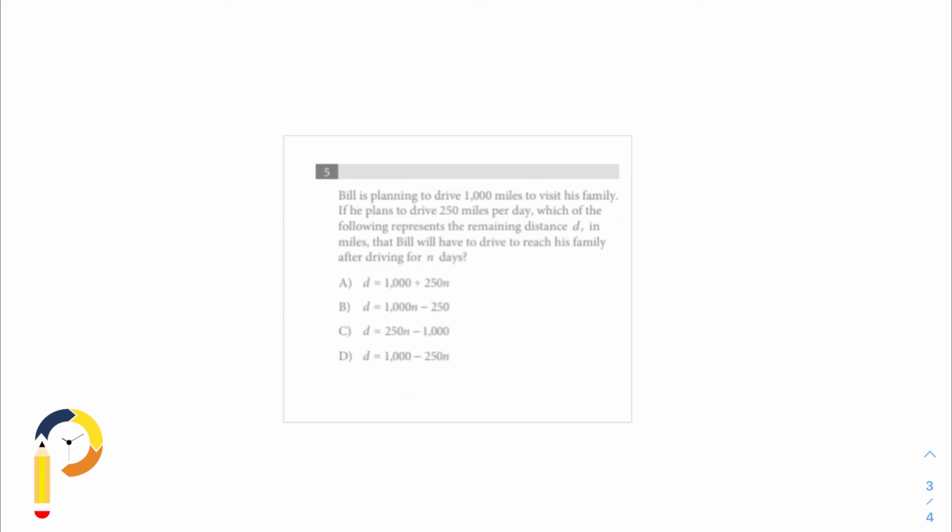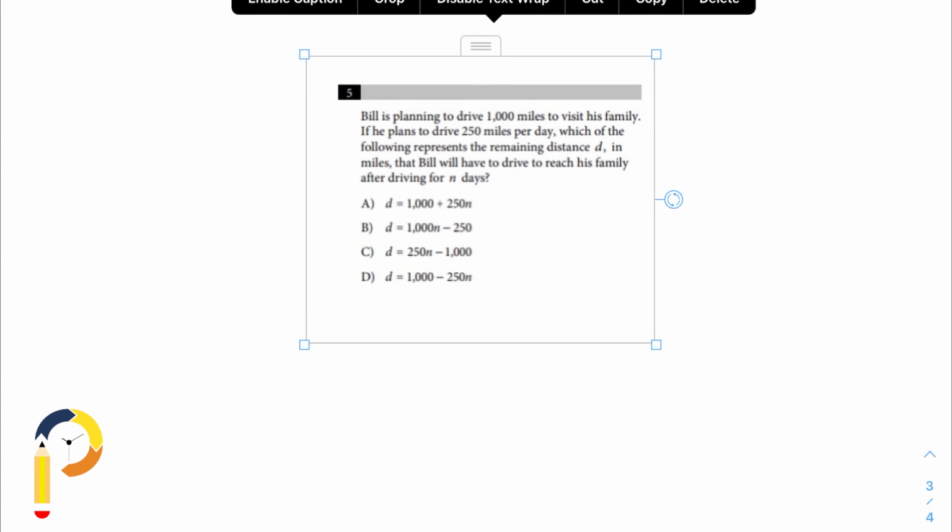Right, now question number 5. See this question. What is this? Again, we have a few words there, but definitely we need to convert that into mathematics. What is given to us? Bill is planning to drive 1000 miles to visit his family. If he plans to drive 250 miles per day, which of the following represents the remaining distance D in miles that Bill will have to drive to reach his family after driving for n days, right?